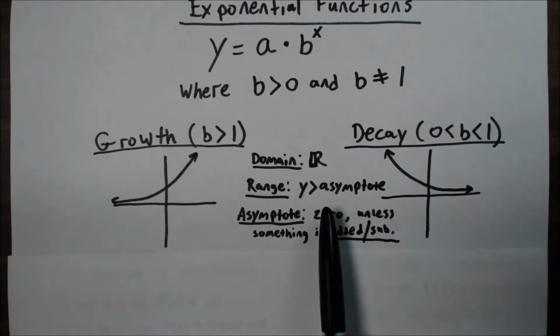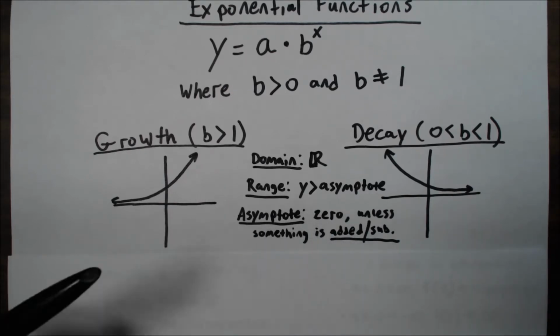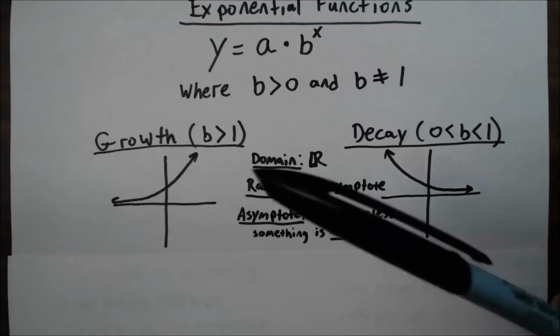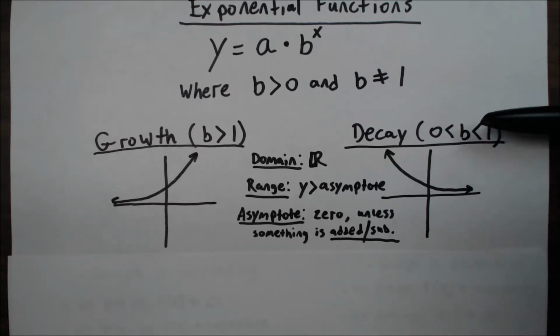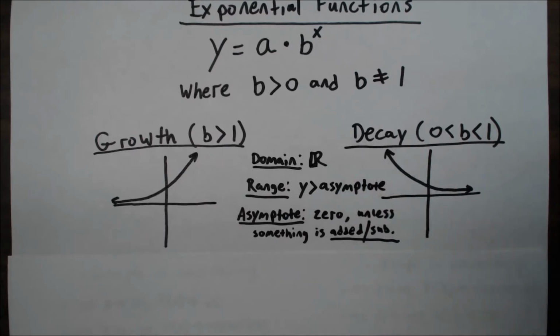The range is never going to be all real numbers because it's always going to have an asymptote. So in these pictures here, the range would be anything greater than, from here up, from the asymptote, and anything above that. And the same thing over here, from the asymptote up. And most of the time, this is how exponential functions are going to look.